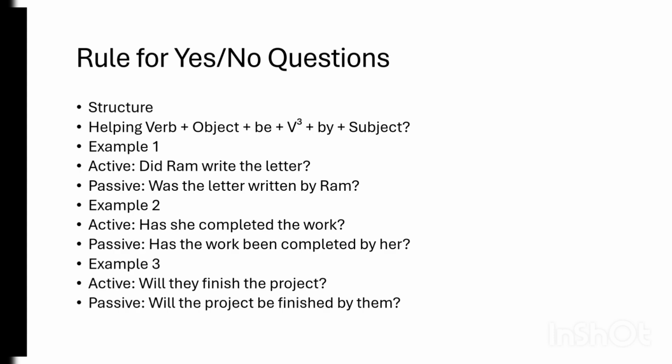Next, will they finish the project? Will, this is future tense, so your answer should also be in the simple future tense. The project is the object here. Before that will is used: will the project. Then you write be. We already learned that in simple future we just have to include be. So, will the project be finished by them?